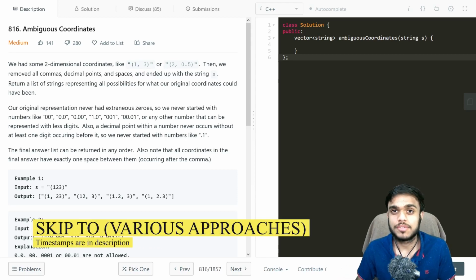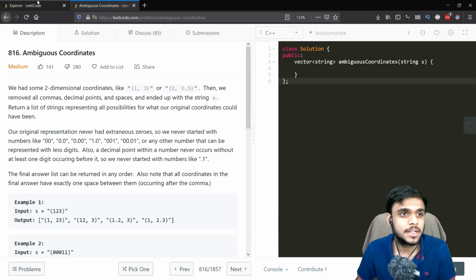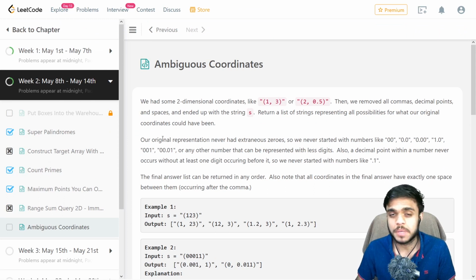In today's video, we'll be solving another LeetCode question, number 816, also called Ambiguous Coordinates. It has also been asked on day 13 of the May LeetCode Challenge, so let's get started.